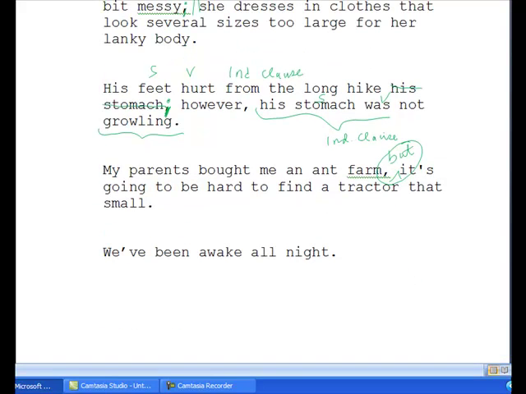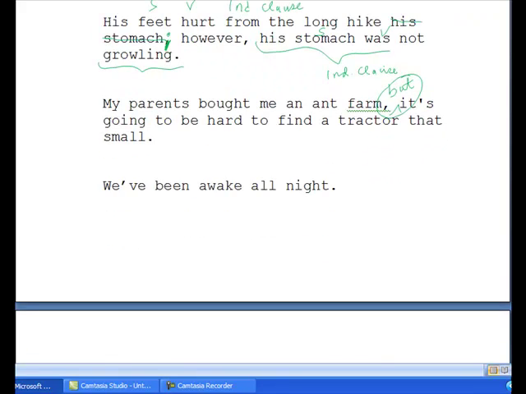And then let's look at the last one. We've been awake all night. Is this okay, or is this not okay? What do you think? It's okay, isn't it? It's a very simple sentence. We've been awake all night. Subject, verb, and a complete idea. Maybe we'll do one more.